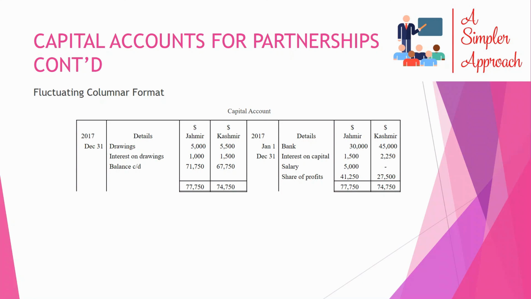Finally, this is the fluctuating columnar format. Same concept as fixed. Everything that is supposed to be there is there, but is separated by columns. So you have all of the information for Jameer and Kashmir separated by columns. Jameer's balance remains the same, Kashmir's balance remains the same. What the columnar format does is provide a simpler way to report the information. Instead of opening multiple accounts, you just draw up one columnar account, place all the information in one place for both partners.